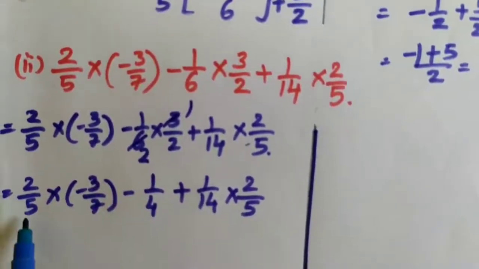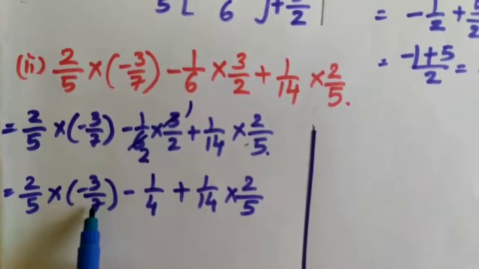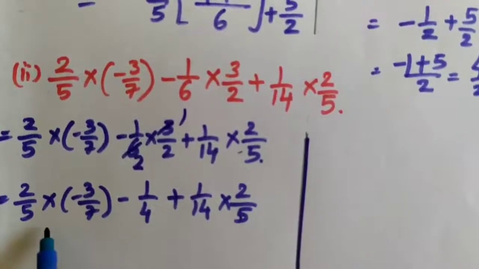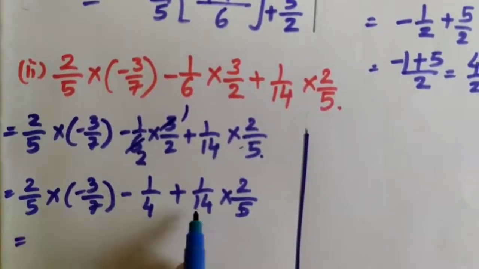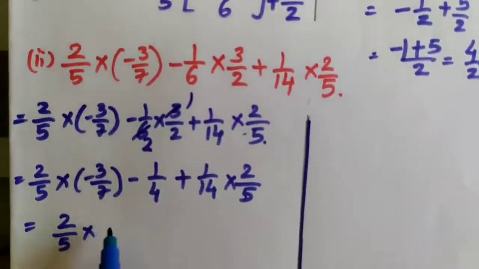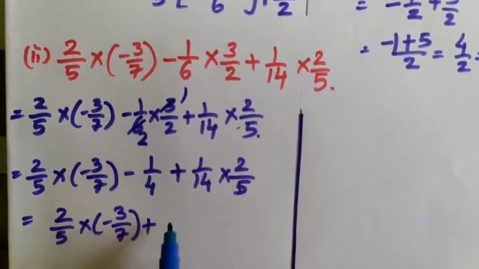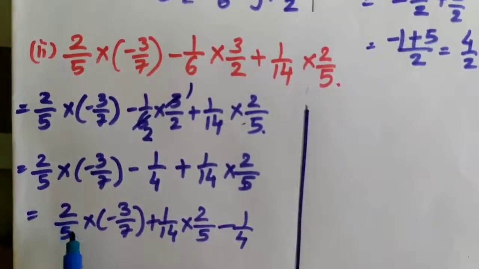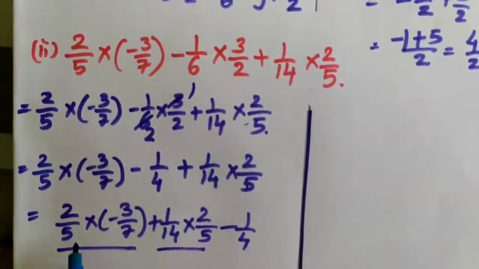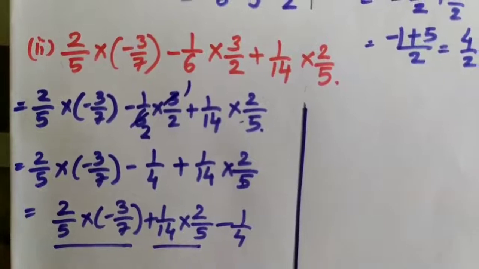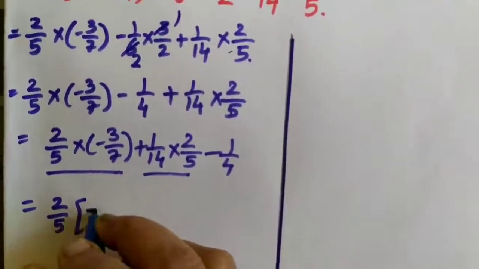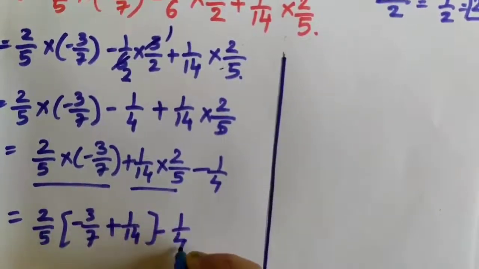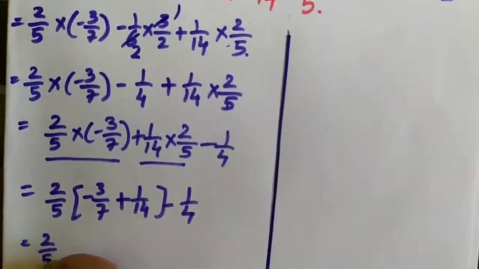Now we can again see that here 2 upon 5 is multiplied with minus 3 upon 7 and here 1 upon 14 is multiplied by 2 upon 5. So 2 upon 5 is common from both, we can take the common. So we will write these two together first. 2 upon 5 into minus 3 upon 7 plus 1 upon 14 into 2 upon 5 minus 1 upon 4. These two we can take together and 2 upon 5 is common in both. So 2 upon 5 we can take common into minus 3 upon 7 plus 1 upon 14 minus 1 upon 4 equal to 2 upon 5.